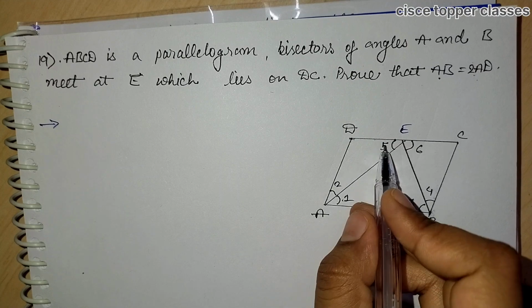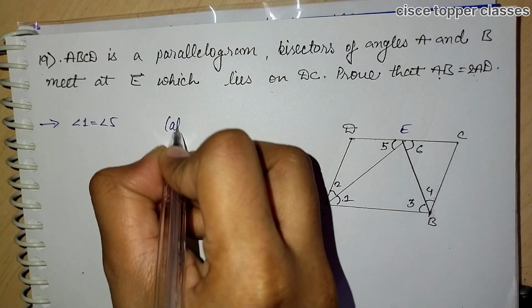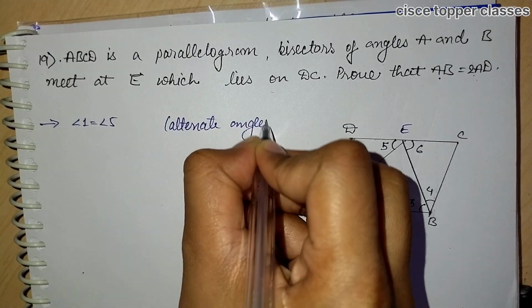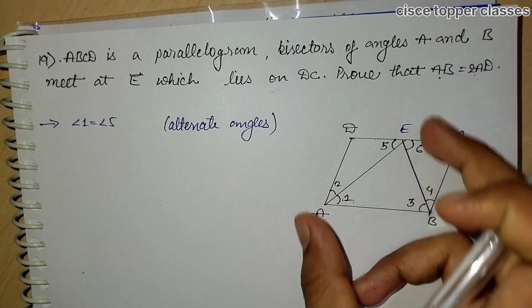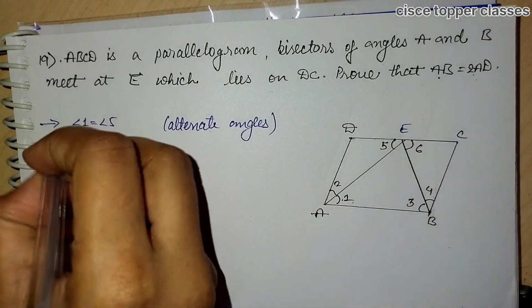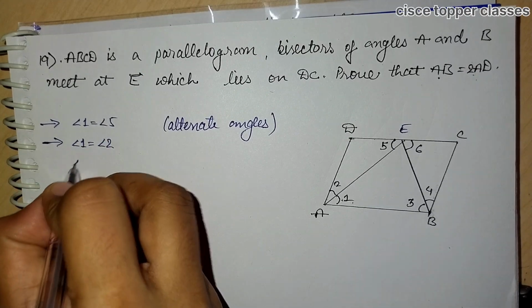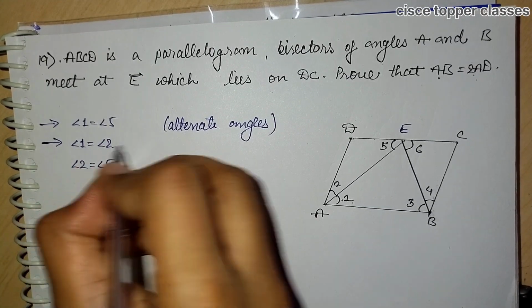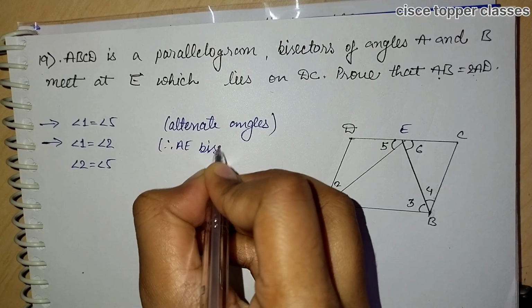Here angle 1 is equal to angle 5, because these are alternate angles. And angle 2 is equal to angle 1 because AE is the bisector of angle A. So here also angle 1 is equal to angle 2. From that we can write angle 2 is equal to angle 5.